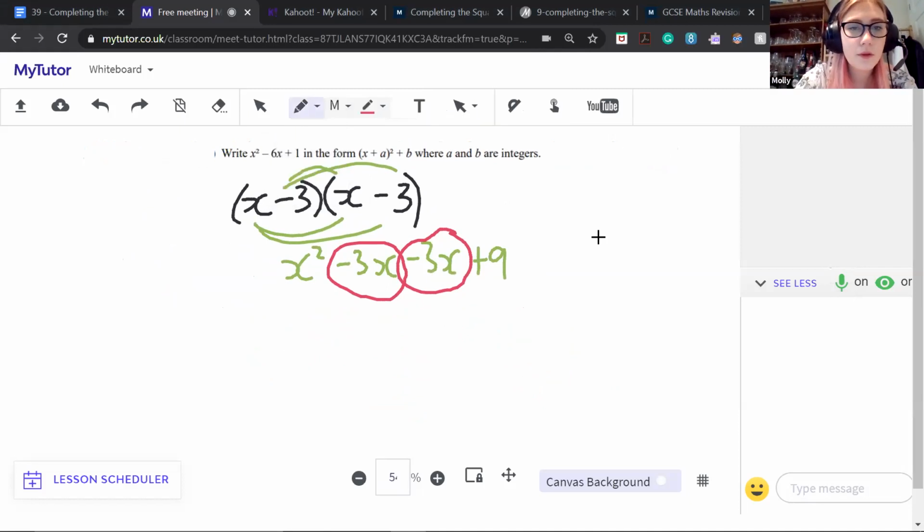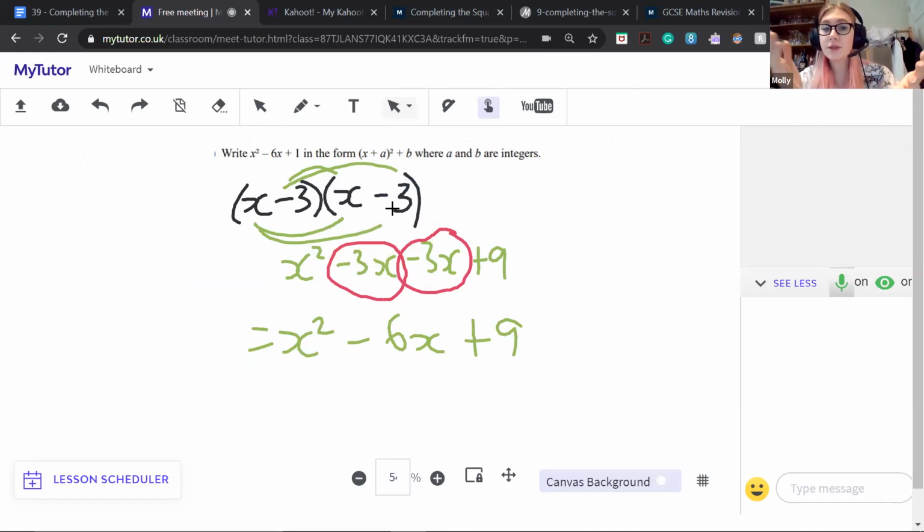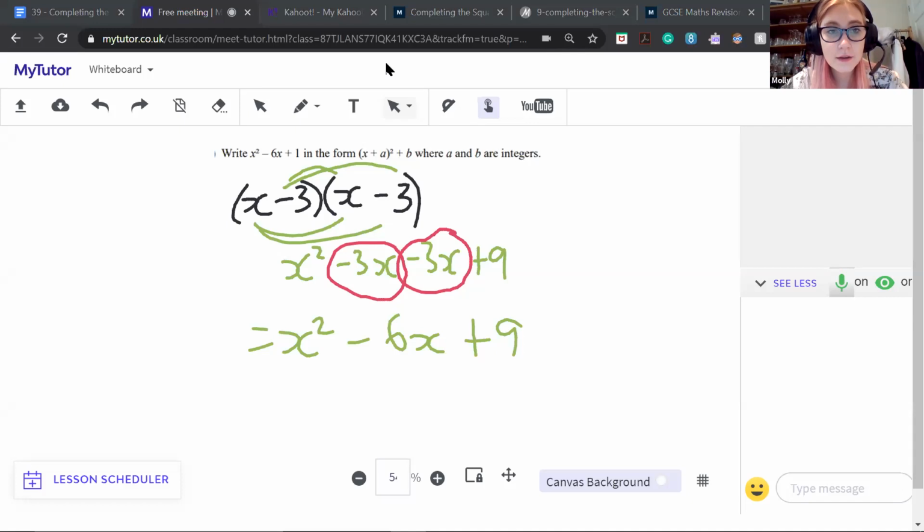So this is equal to x squared minus 6x plus 9. Now what we do is we see, well, we don't actually want it to be plus 9, we want it to be plus 1. So what do we do to get from a plus 9 to a plus 1? Yeah, brilliant. Loads of people getting that, which is fantastic. Yeah, awesome. So we subtract 8.